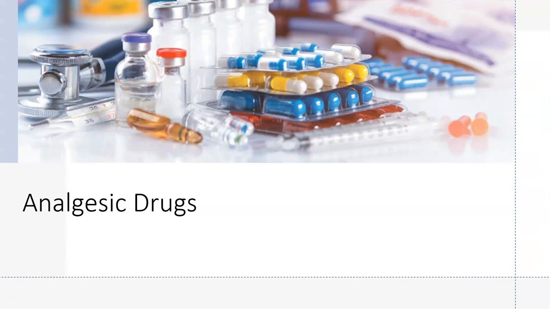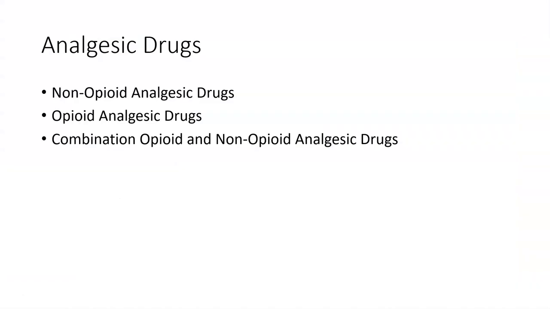First, we'll discuss analgesic drugs. Analgesic drugs are used to treat pain. Onset that is sudden and severe is known as acute, whereas if pain continues for 3 months or longer, it is considered to be chronic pain. There are different types of drugs classified as analgesic drugs or pain-killing drugs. They include non-opioid analgesics, opioid analgesics, and then combinations of opioid and non-opioid.